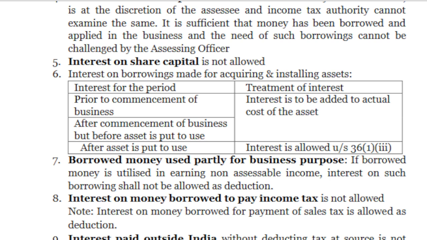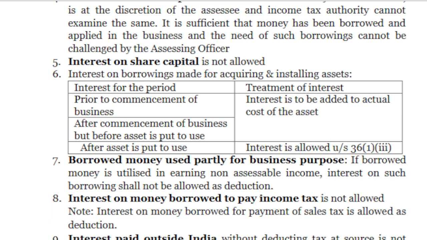So whatever proportion you used for business, only that you can claim as deduction. Suppose you took a loan of 10 lakh rupees, 6 lakhs for business, 4 lakhs for personal. Then on the 6 lakhs, whatever interest is there on the business portion of the loan, that is allowed as deduction.